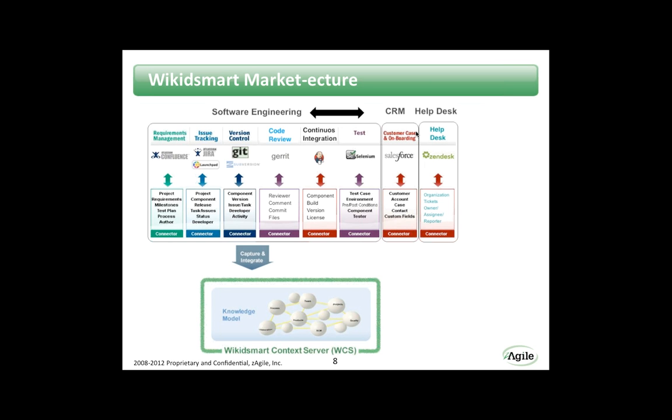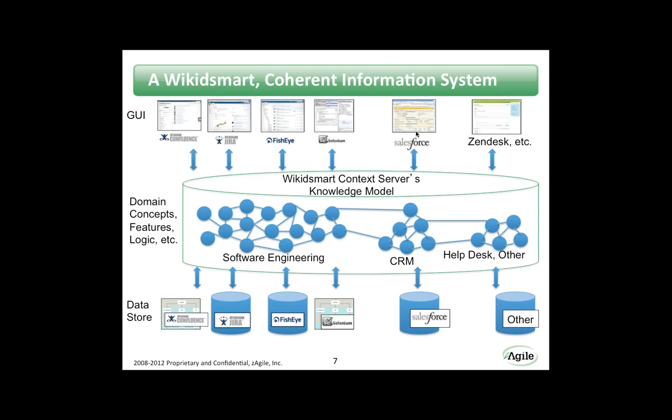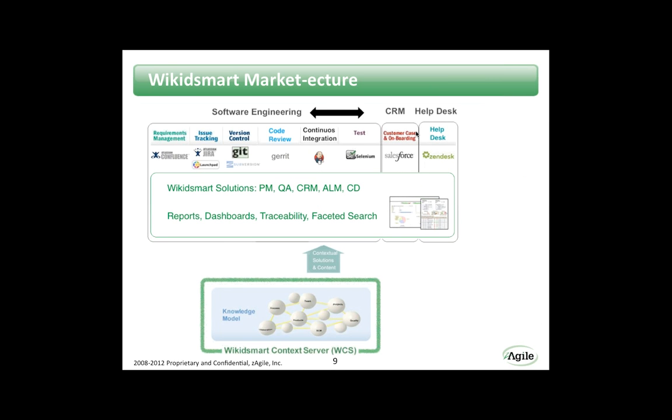Okay. Now what happens then is we bring that information in, we map it together with this software engineering knowledge model that's all ready to go out of the box. And then what happens in turn is we're able to drive forward these solutions within your existing applications and tools. So we're speaking today of Wikidsmart PM, which is requirements management, and we're driving a solution of requirements management within Confluence, integrated with JIRA and GreenHopper.